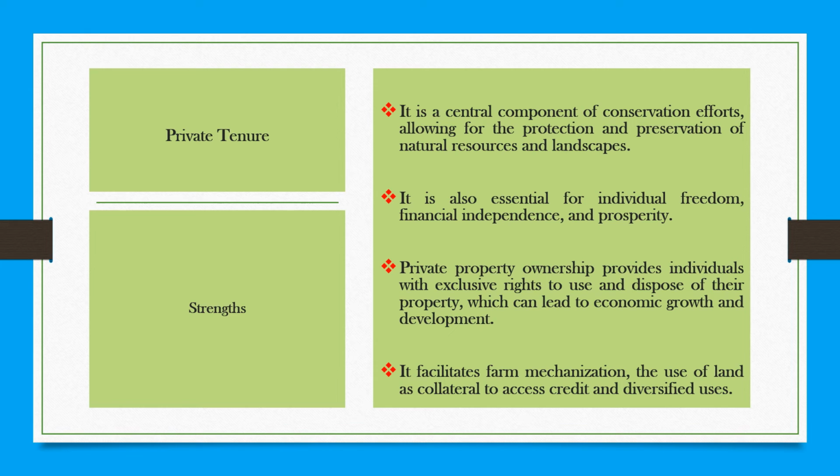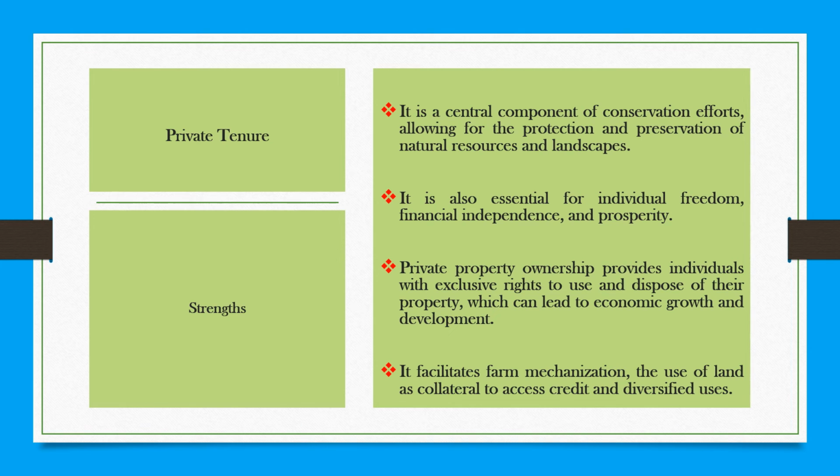But number two, it is also essential for individual freedom, financial independence, and even prosperity. That is, the freedom to use land for any purpose that the broader regulations governing land permit becomes quite important. And through this, they can gain financial independence. For instance, if they were to engage in serious commercial farming for purposes of income generating activities, then over time, they can become financially independent. And in the process, they can become prosperous.